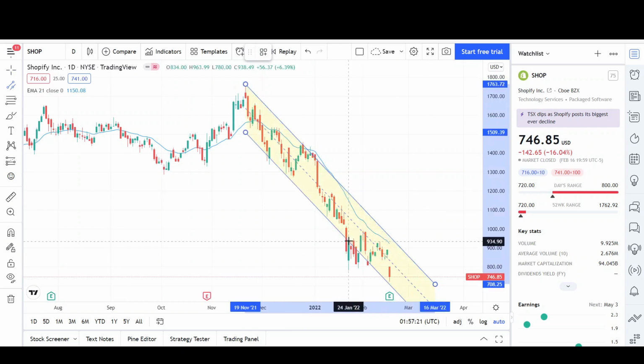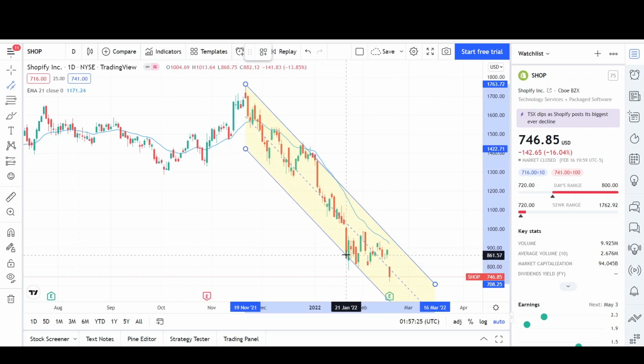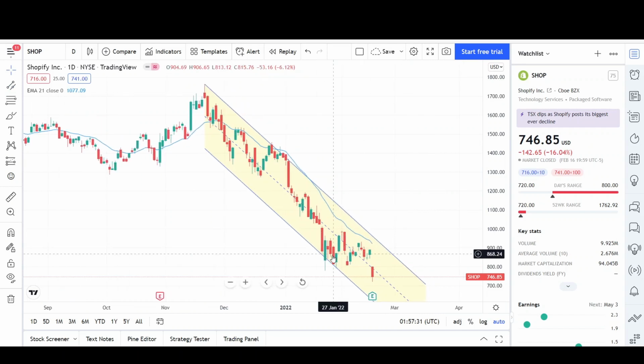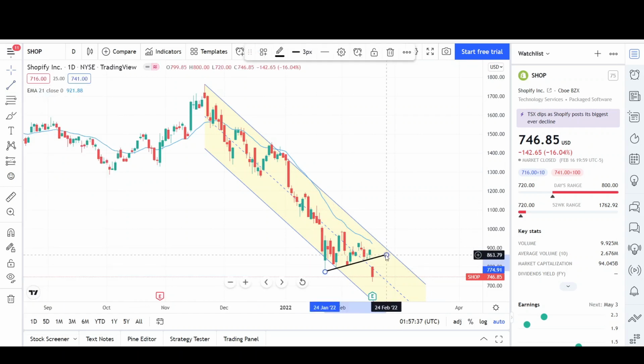You see that if I connect the swings up here and I drag this down, this fits the price action pretty good. So I believe this to be the new trend for Shopify. It's a downtrend. You can see that previously it was building up a lot of force before this explosion down.